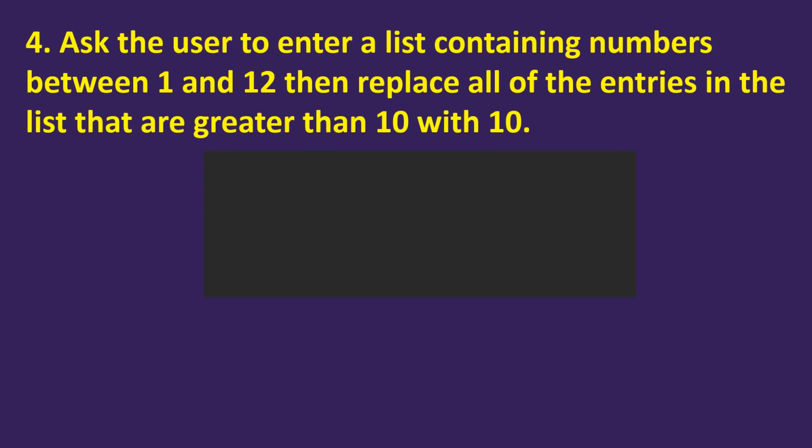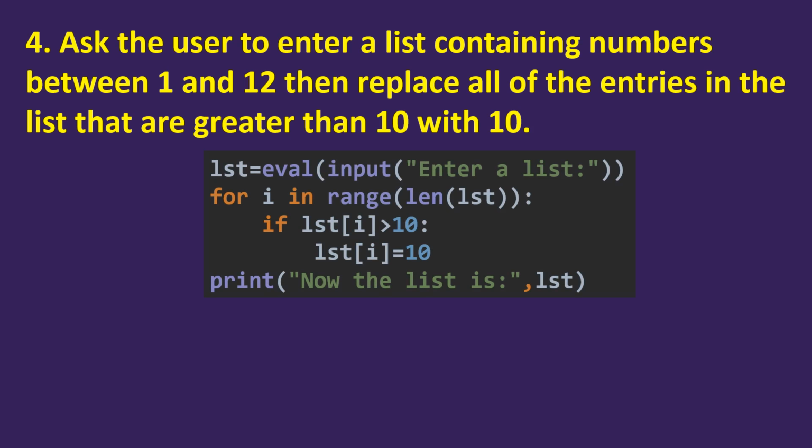Now ask the user to enter a list containing numbers between 1 and 12. Then replace all of the entries in the list that are greater than 10 with 10. So we will take a list variable, let's say lst, and here the user has to enter the values of a list. You can use the eval function over here so that the values entered by the user will be considered a list, but remember that it has to be entered within square brackets. Now we will take a for loop, for i in range(len(lst)). That means i will range from 0 till the length of the list minus 1, because the last value will not be iterated.